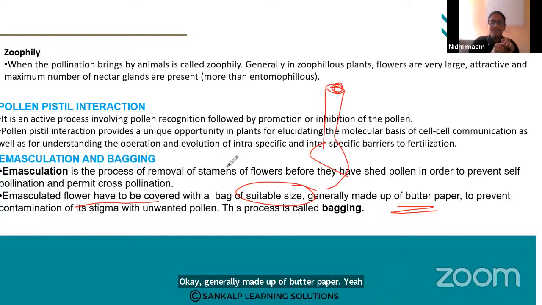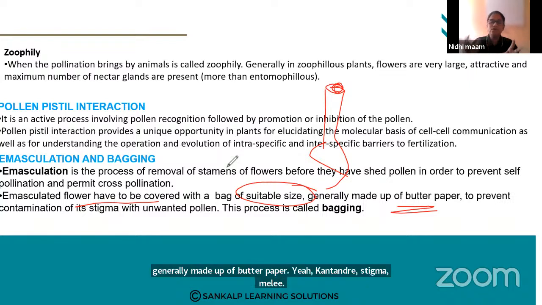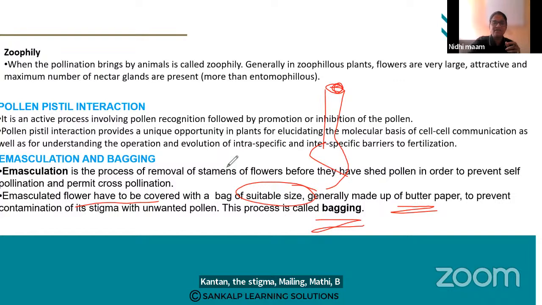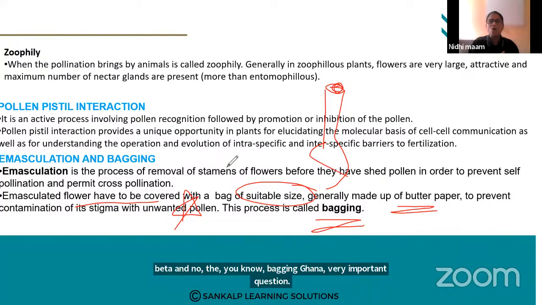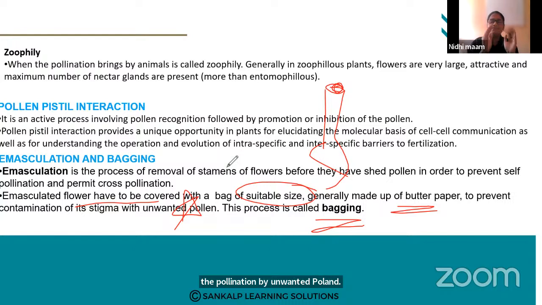We do bagging so that no unwanted pollen lands on the stigma again. Very important question: why is bagging done for an emasculated flower? To avoid pollination by unwanted pollen. The emasculated flower will be covered by butter paper. What do you mean by emasculation? It is the process of removal of stamens to achieve cross-pollination and to avoid self-pollination.